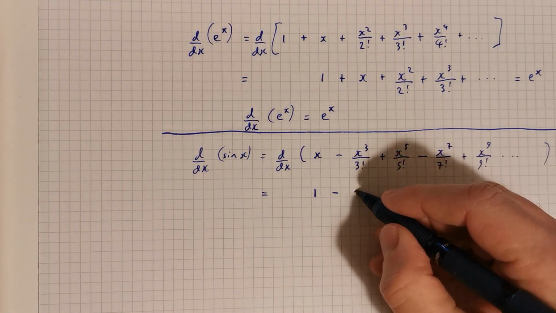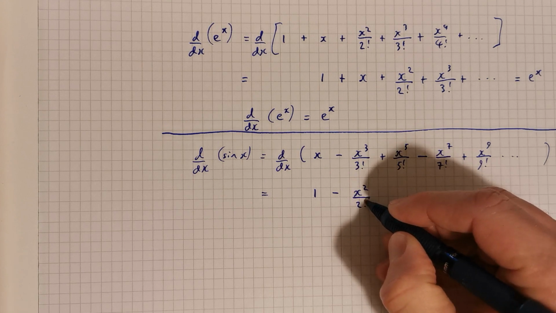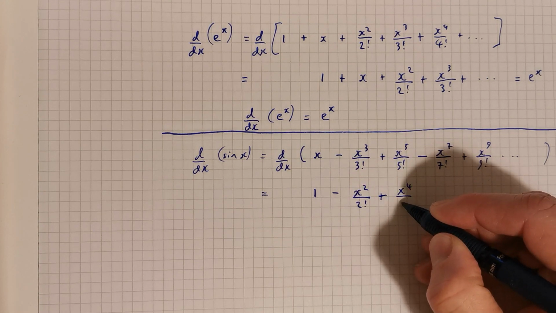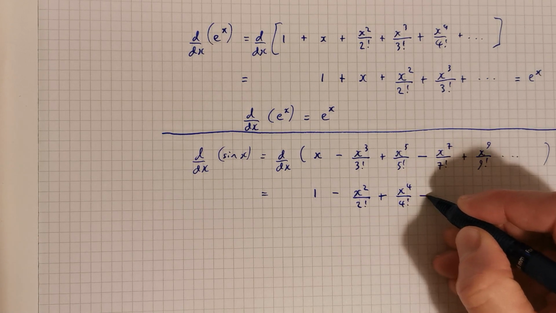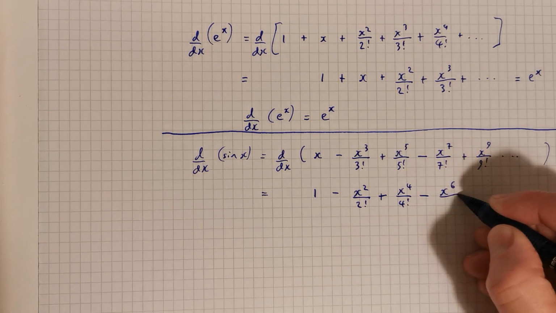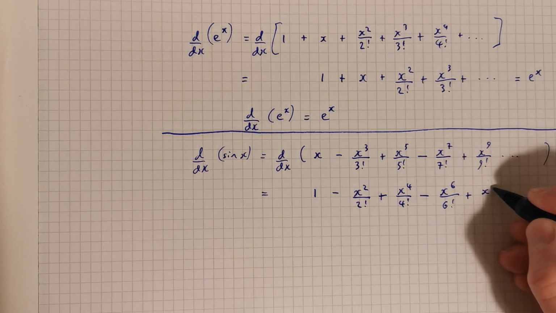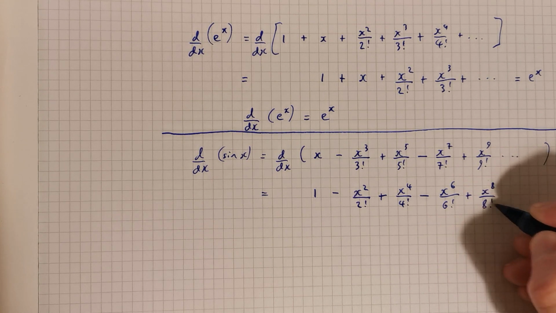So this is going to become x to the power of 2 over 2 factorial. The derivative of the next term will be x to the power of 4 over 4 factorial. The derivative of the next term will be negative x to the power of 6 over 6 factorial. The derivative of the next term will be x to the power of 8 over 8 factorial, and so on.